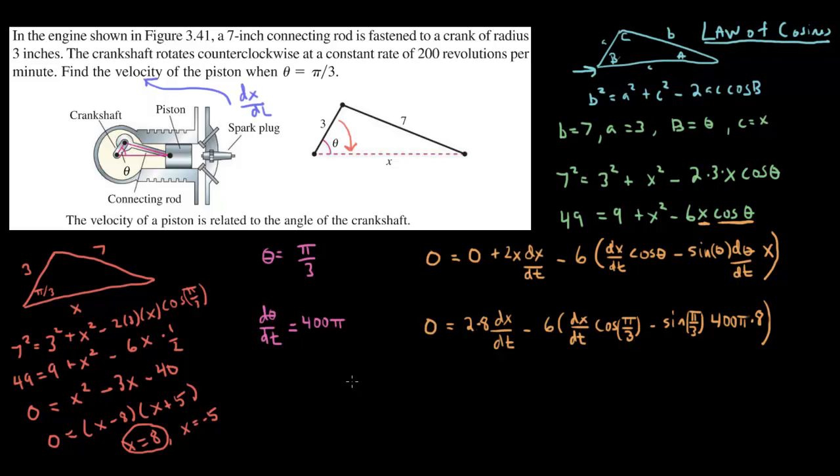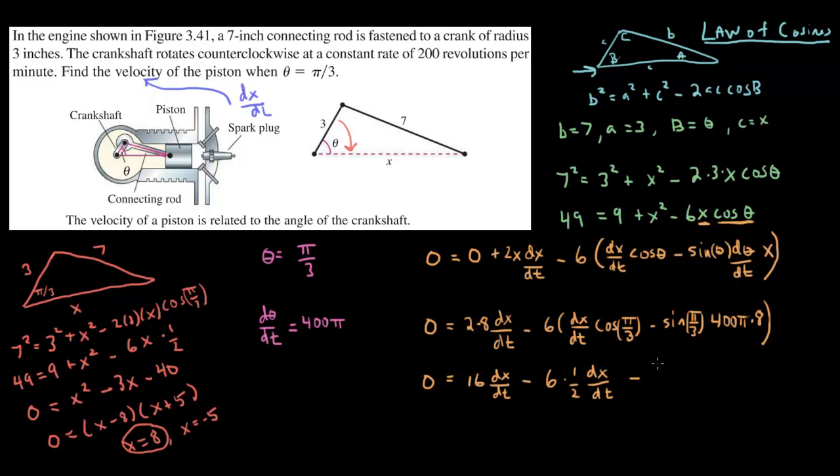Okay? Let's see here. We're going to have 0 equals 16 dx/dt minus 6. Oh, we should probably go ahead and expand this. Okay, this is a tough one. I didn't think it was gonna be this tough. All right, so we have 6 times all this stuff. So we're gonna have 6 times cosine of pi over 3, which we know is 1/2, times dx/dt. So I just distributed 6 times this first term.